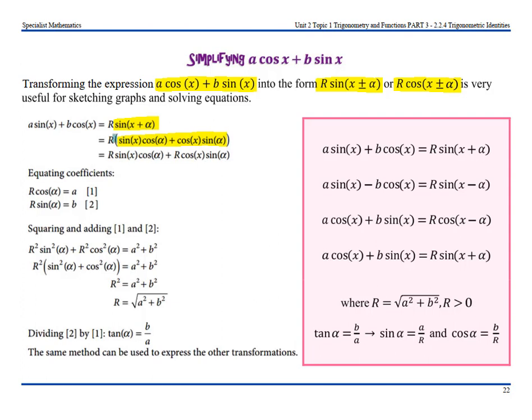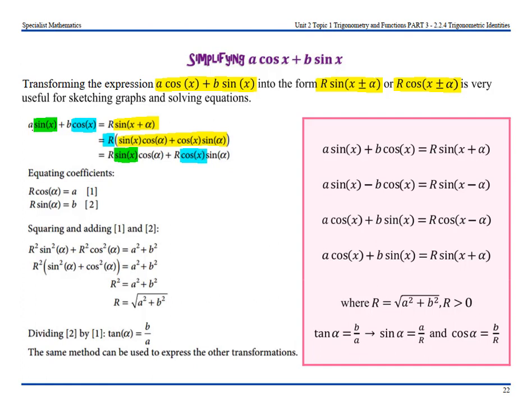And you can see that I've put the r outside the brackets, so I'm just dealing with that sum. Now bring the r back in and I get r sine x cos alpha plus r cos x sine alpha. Now we're going to equate our coefficients. What I mean by that is, on the left-hand side you can see we have this sine x, so that has to match with that sine x. Also, we have cos x on our left-hand side that has to match with the cos x on the right-hand side. So look at what goes with it.